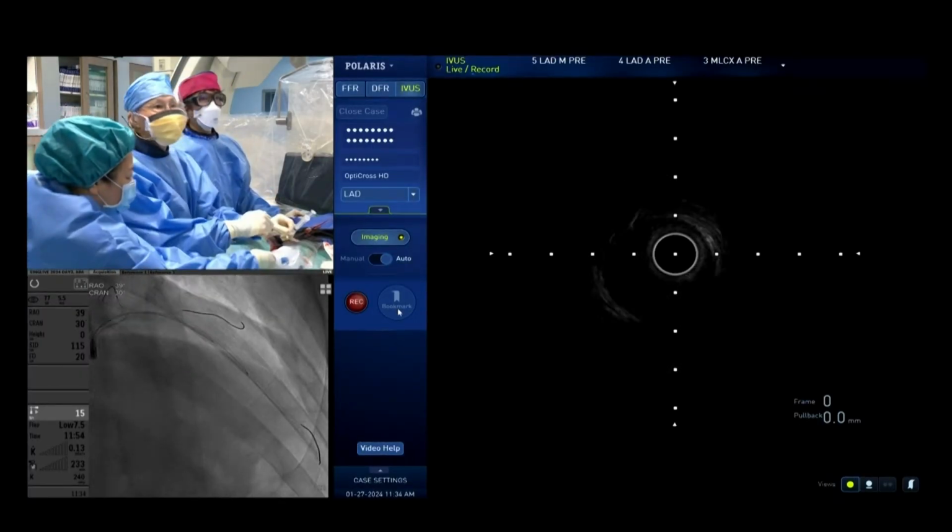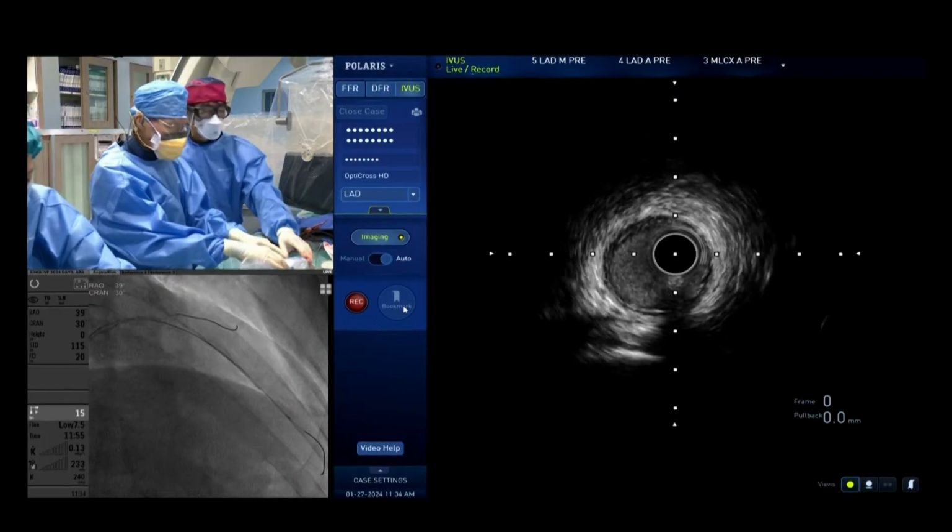So now we are in the mid to distal LAD. We're going to start the pullback. Okay, we're going to start.